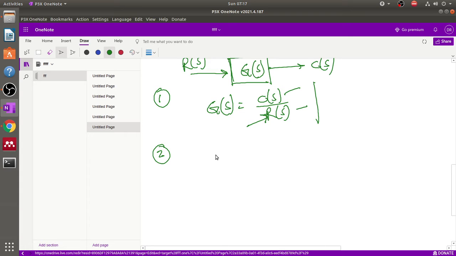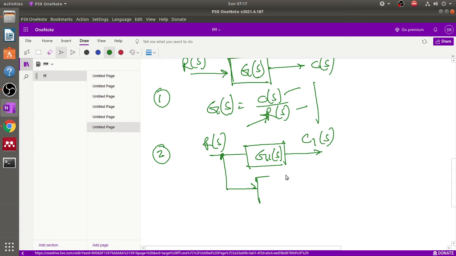So what is a takeoff point? Consider a block G1(s), with output C1(s), and here you apply R(s). Now takeoff point means from here you also take one point and multiply by the gain G2(s), therefore we also get the output signal C2(s). So the application of one input source to two or more systems is represented by a takeoff point as shown in this figure. Okay, so from here two takeoff points are taken.